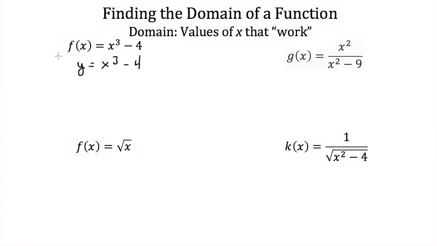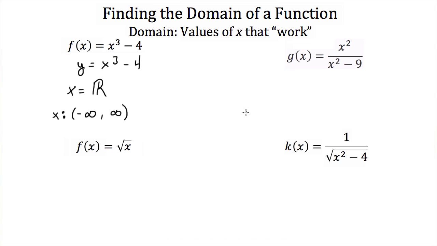Now for this particular function, there is no value of x that you can't plug in here and get a value of y. So you would say that x is equal to all real numbers, which you can represent as this funny R. Or you can say that x has the domain that goes from negative infinity to positive infinity.